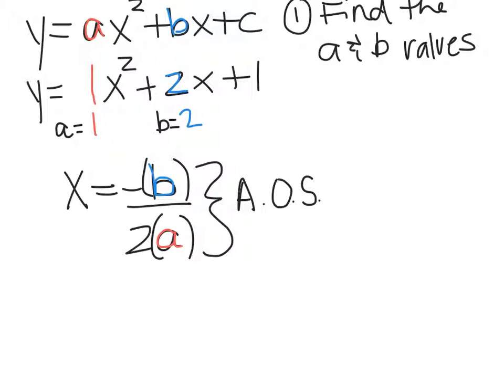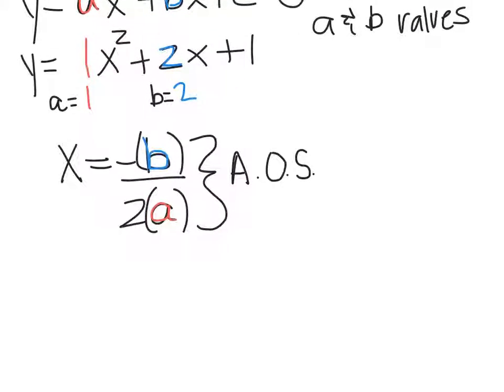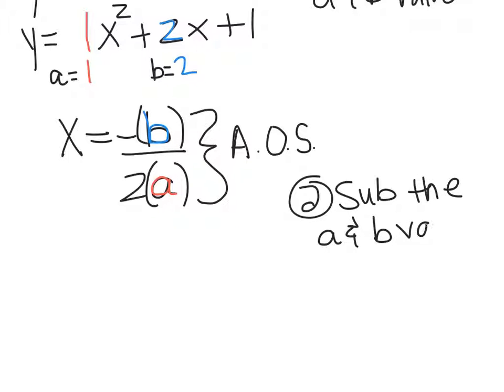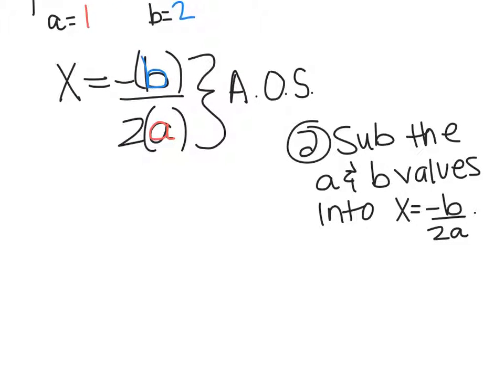Before we actually do the second step, let's write down what that step is so you can have it for your notes, which is to sub the a and b values into x equals -b over 2a. So pause the video, copy that down, and then we're going to actually do step 2. So step 2, we're substituting our a and our b values into x equals -b over 2a.